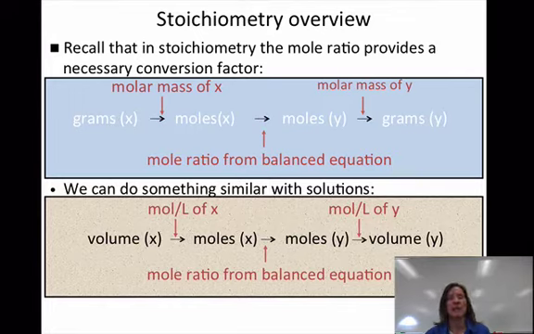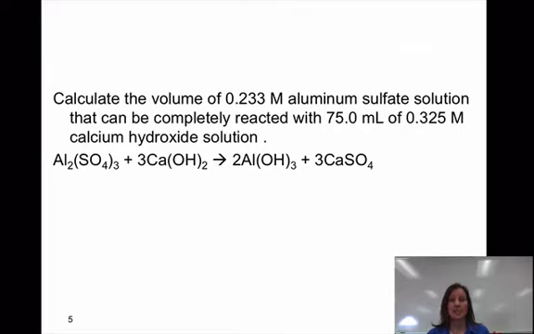Molarity, or molality, is another way to get to moles. So instead of starting out in grams, we can start out in volume and then use our concentration as a way to convert. This simply expands our ability to use stoichiometry in a lab setting to do calculations. So here's an example problem.